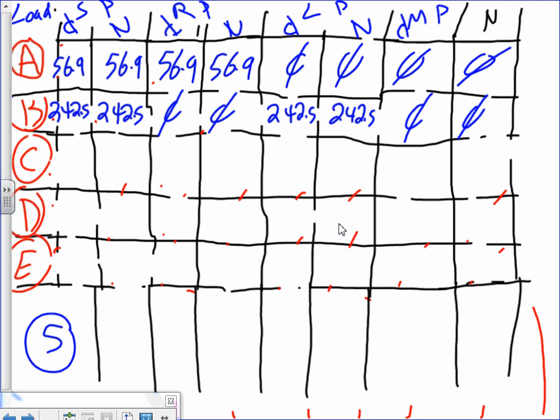Are you guys following me? The lighting load will be seen by the main and the lighting panel. Right? Am I making sense? Yeah. Okay. Everything is going to be seen. Oh, MP. Yeah.